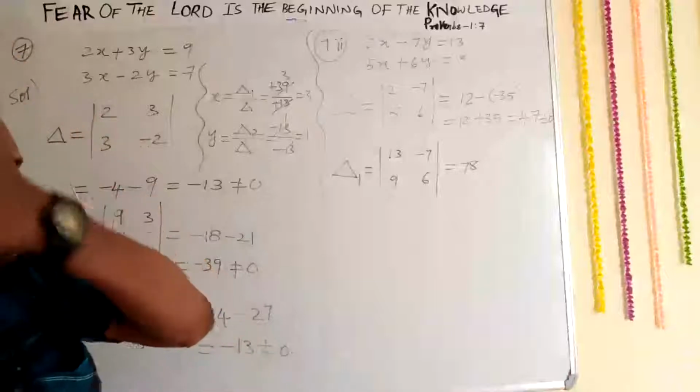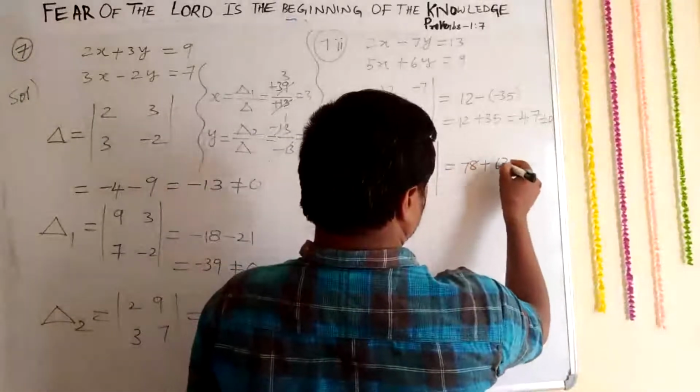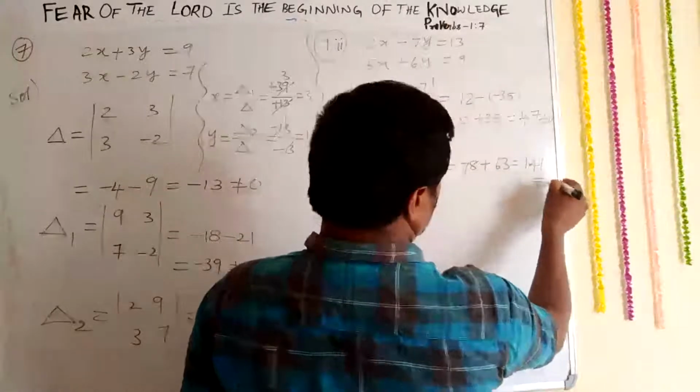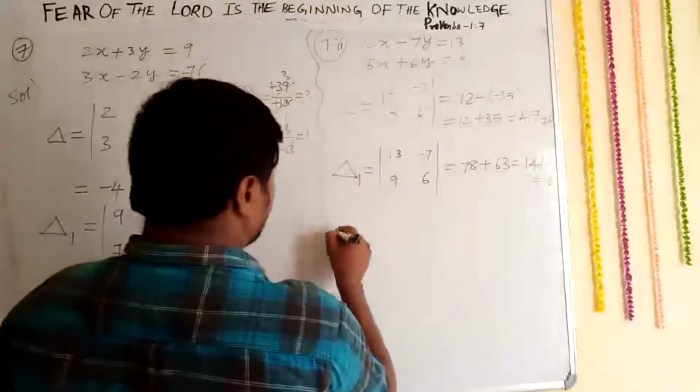I hope everyone knows that. So now, yes, it is 141, correct? Because 63, and you are going to get 141, which is not equal to 0. Okay. Same method. Now delta 2.